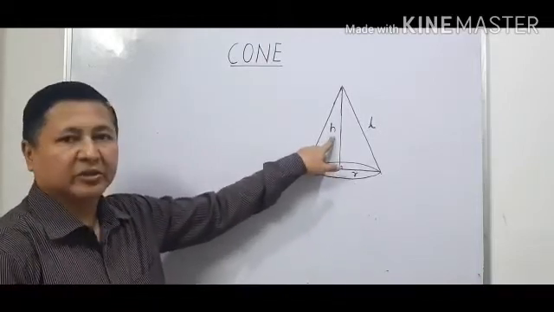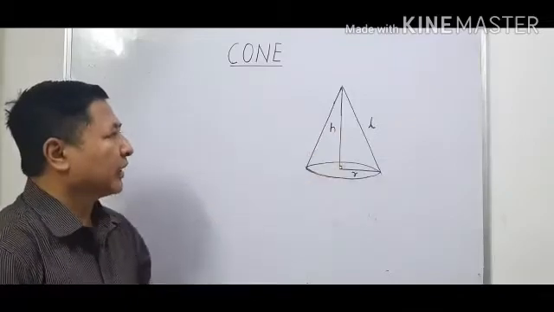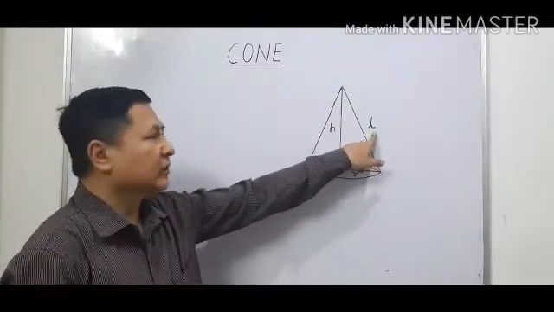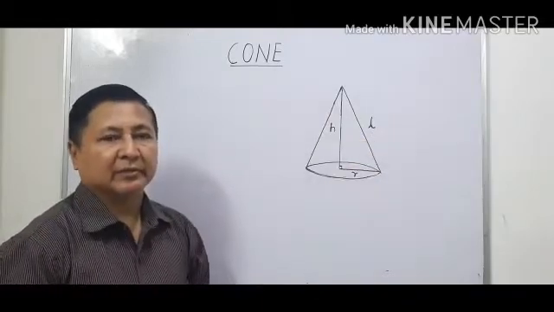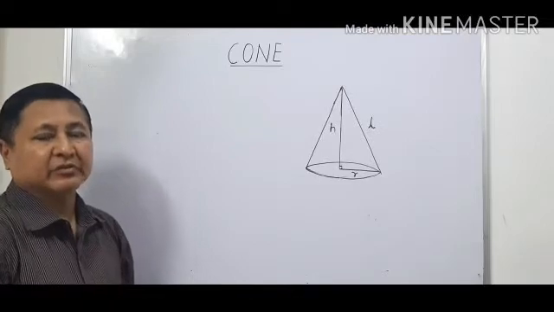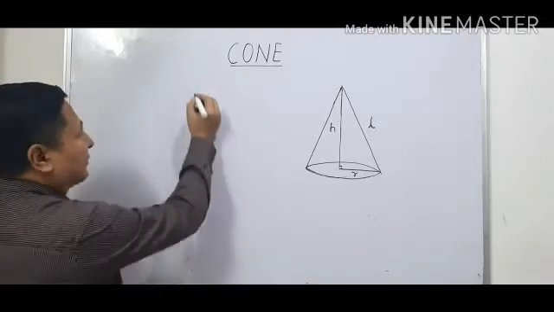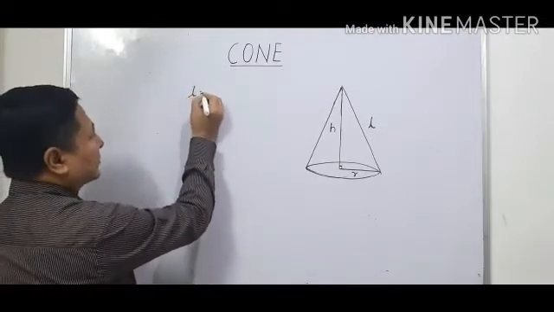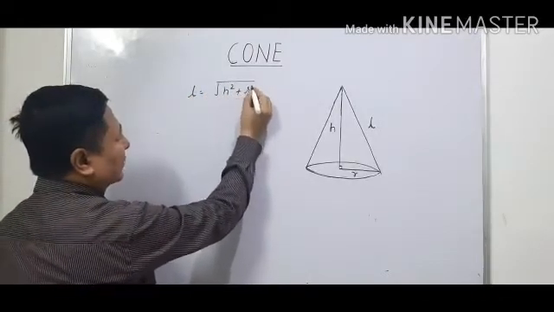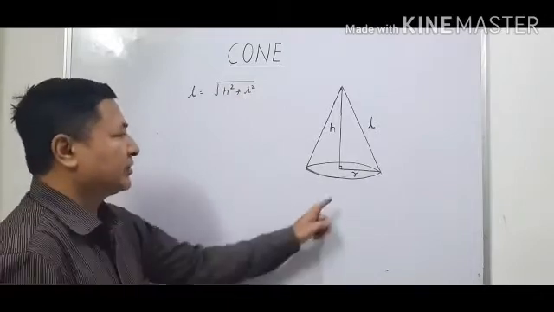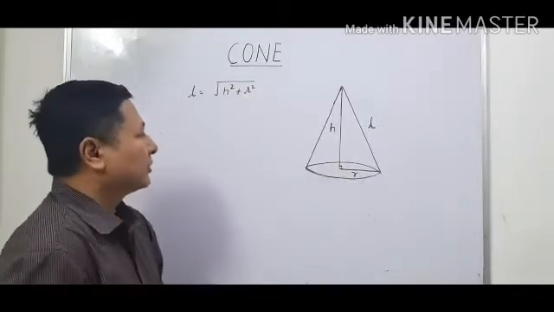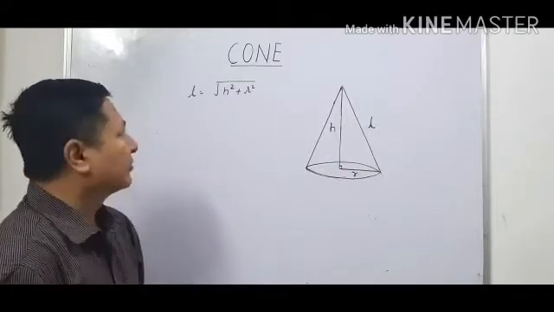This is the height of the cone, and this part is known as the slant height of the cone, which is denoted by L. And if height and radius are given, and you want to find the slant height, we have the formula L equals under root h square plus r square. This relation we have got from using the Pythagoras theorem. Now there are certain formulas of cone.